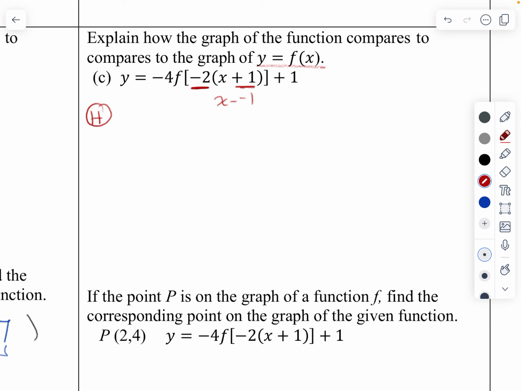transformations. We're going to start with the reflection. So we have a horizontal reflection. So we're going to take our x value times -1. Then, so that's going to go across, again, the y-axis. But we also have a horizontal, because it's 2, we're going to have a horizontal compression.